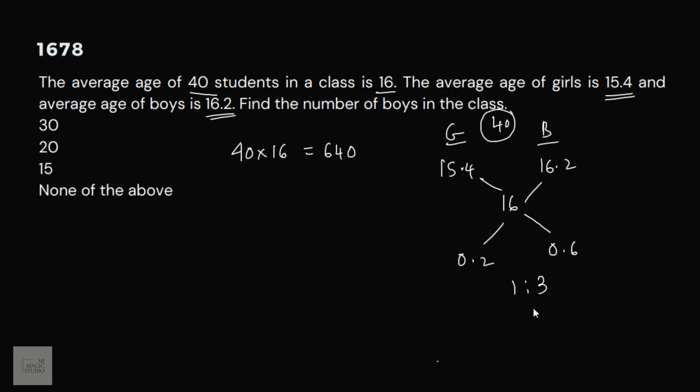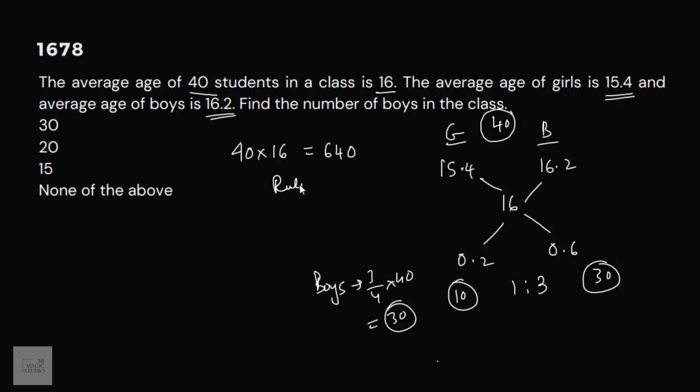Find the number of boys. Number of boys in the class is 3 by 4 into 40, that is 30. There are 30 boys and 10 girls. We can use rule 6, the butterfly diagram of the jungle rule, again to find this answer in no time. Number of boys is 30. That features in option A.